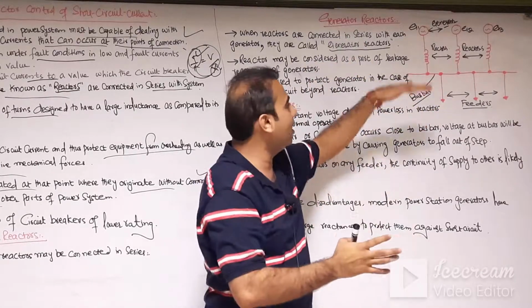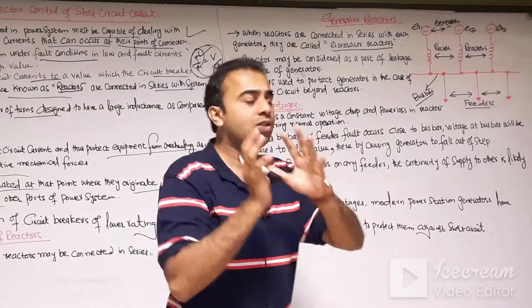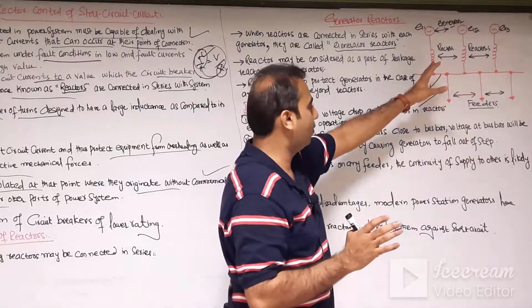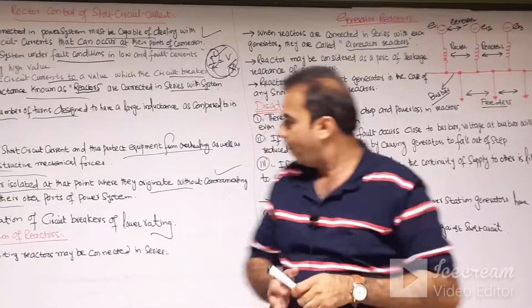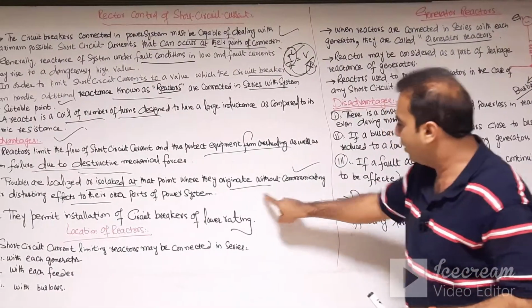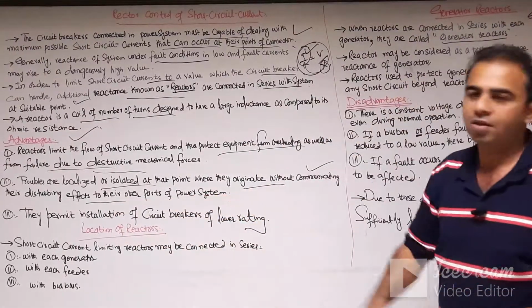So without disturbing the other electrical power system equipment connected with the same bus bar, the faults are localized or isolated at the point where they originate, without communicating disturbing effects to the other parts of the power system.